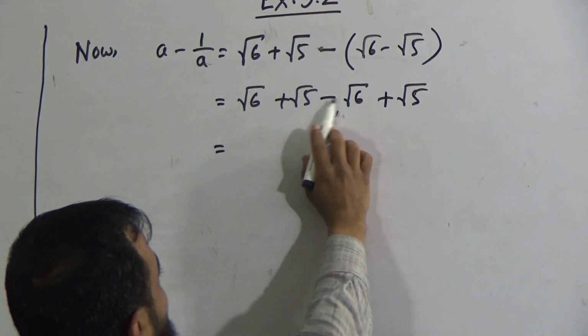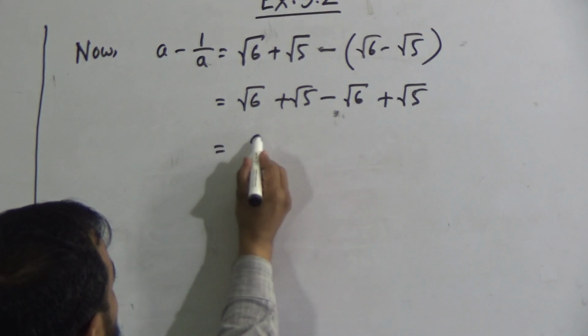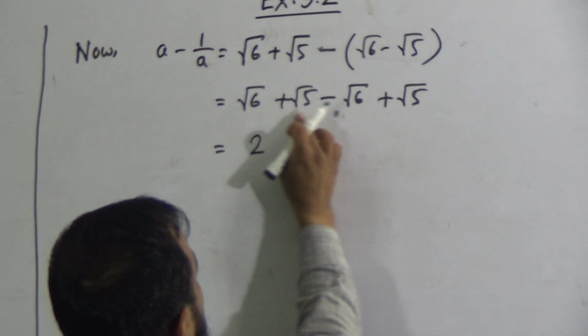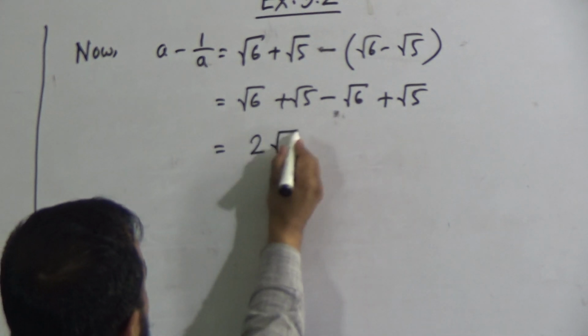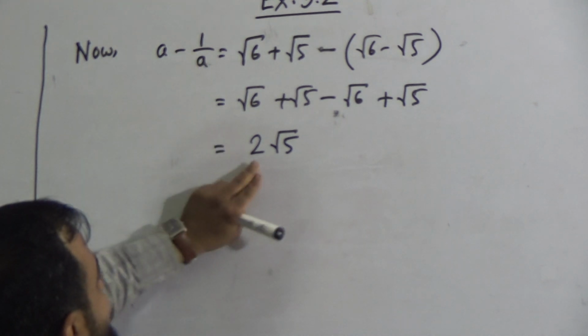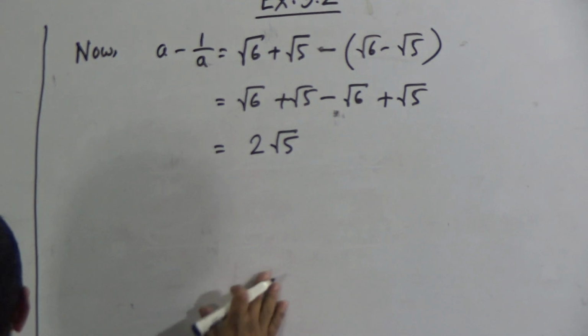Now square root of 6 has a minus sign and square root of 6 has a plus sign, so these two will be omitted. We will have square root of 5 and square root of 5. These two are added to each other, so it will be 2 square root of 5. So the value of a minus 1 upon a is equal to 2 square root of 5. Now we can find out the value of this expression.